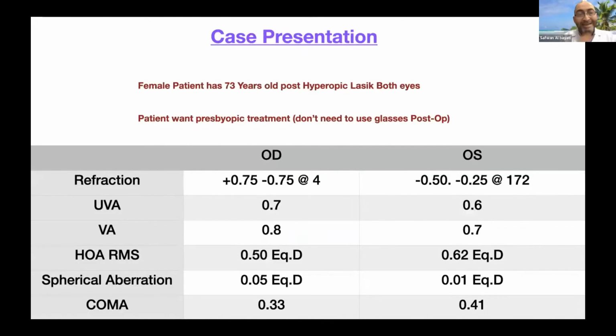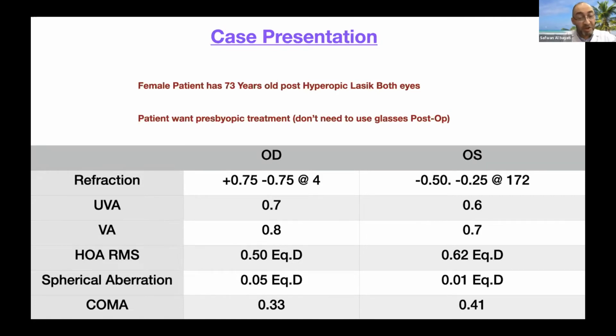Now, let us go to this case. A female patient, 73 years old, post-hyperopic LASIK in both eyes. The patient wants presbyopic treatment, and she insists that she doesn't care about the distance, she needs the near. That was the pre-op refraction: plus 0.75 minus 0.75 at 4, minus 0.5 minus 0.25 at 172. Best corrected visual acuity was 0.8, 0.7. Halos 0.5, 0.62 total root mean square.